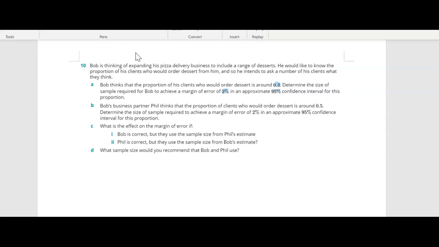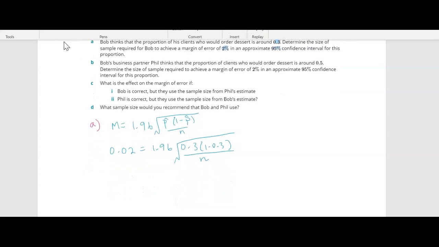All right, your margin of error is equal to, so 95%, 1.96 times your standard deviation, which is the square root of P hat times 1 minus P hat over N. So M is equal to 0.02, and what are we solving for? N. So 1.96, 0.3, 1 minus 0.3 over N. And then you can just do solve on your calculator.